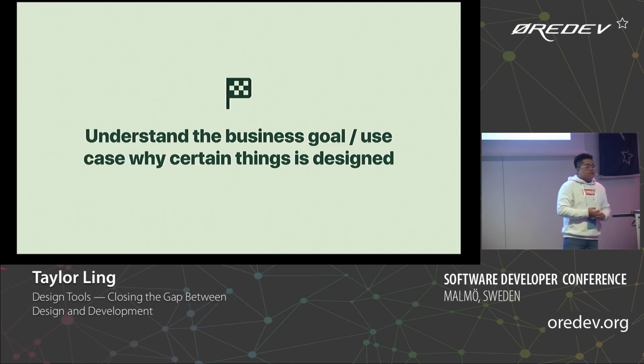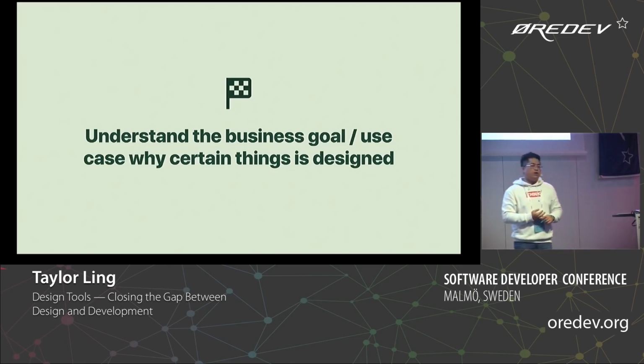And this is actually something that I find very important: I think developers should also understand the business goal or the use case for why certain things are designed. Because a lot of times, things are designed this way, but the developers will just do it as requested, and they do not actually realize why it was designed that way. Sometimes I realize that when the developers know the business goal behind that design decision, they are able to provide a more efficient design implementation or technical implementation. So I think it's very important.